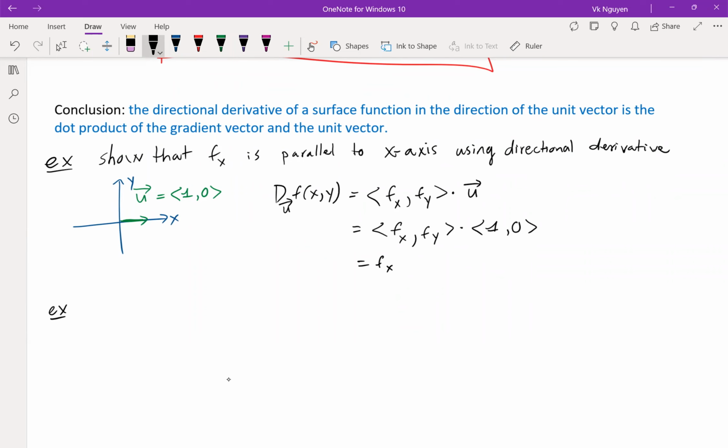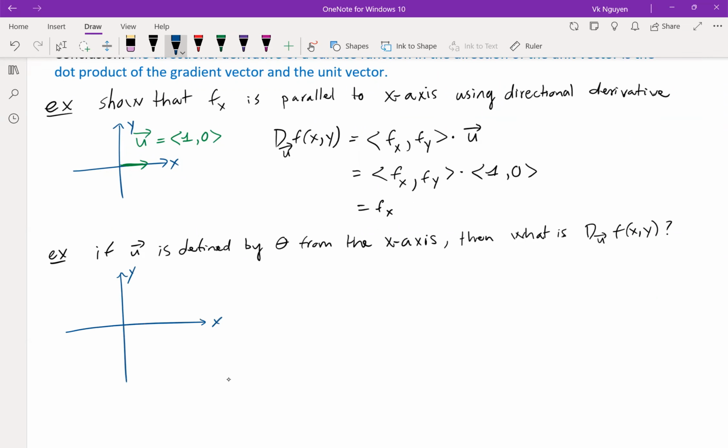If u is defined by an angle from the x-axis, then what is Du f(x, y)? u is the vector that is defined by the angle from the x-axis. So of course, u always has two components, the x and the y component, right?